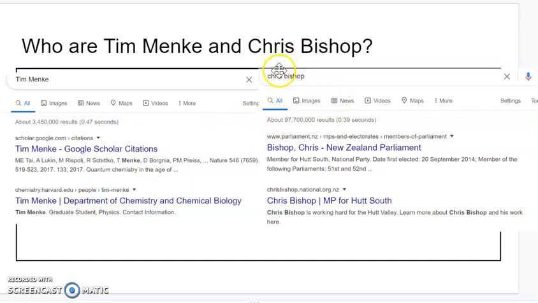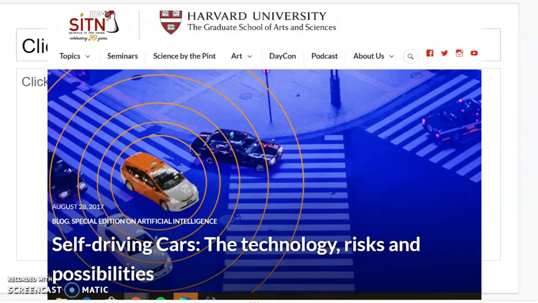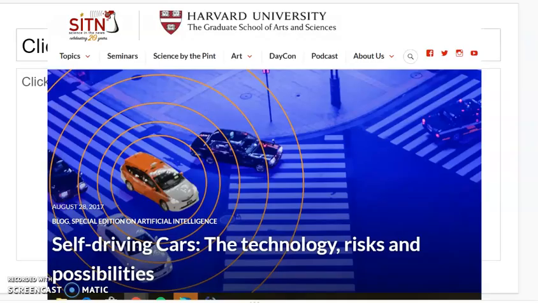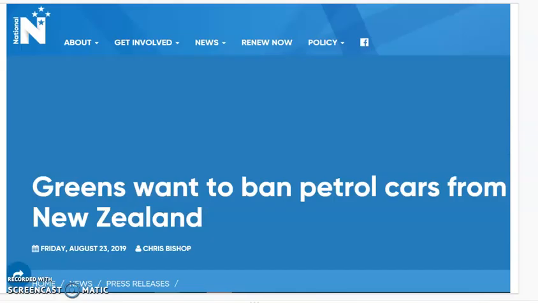Over here, I googled Chris Bishop. It tells me that Chris Bishop is the member for Hutt South in the National Party. So he's a politician for the National Party. So if I were to go back to these two sources, I would say I'm probably going to use the Harvard University one. I'm probably not going to use the National Party one, because I'm less likely to find unbiased information on a political website versus a university website. Hopefully that makes sense so far.